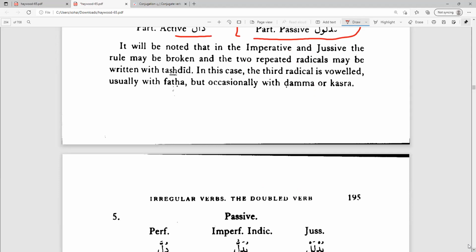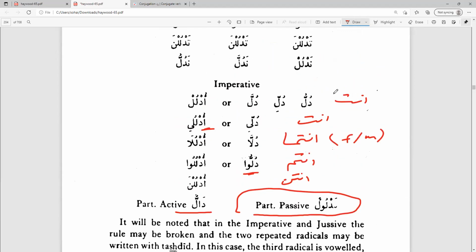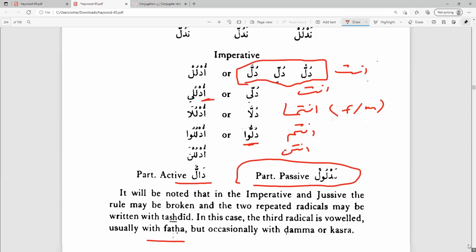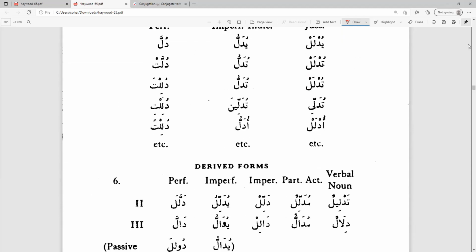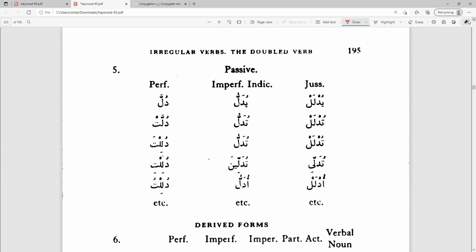It will be noted that in the imperative and jussive, the rule may be broken and the two repeated radicals may be written with tashdid. So it's just explaining what we learned above, which is saying that in the imperative, the rule is slightly broken because it's not just udlul. We could also have these three. So you would think that it's contrary to the rule, but that's why memorization is the key for verbs. If you memorize, then you won't have any issue. Basically, rules are good to know, but once you've memorized it, when you read the rules, they'll make a lot more sense.